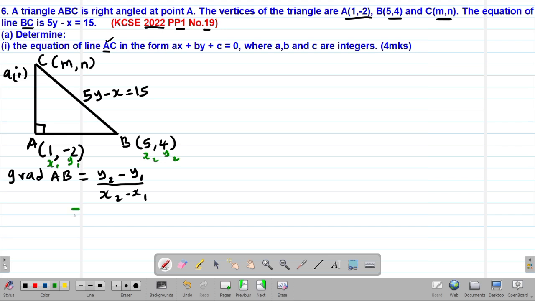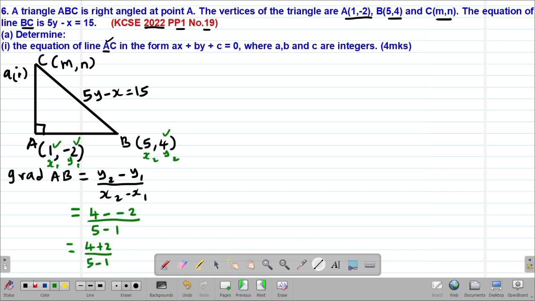So if I substitute, the gradient of AB will be given by 4, which is y2, minus y1, which is -2, divided by my x2, which is positive 5, minus my x1, which is positive 1. Remember, here we are having minus because we are having 4, which is y2, minus my y1, which is -2. So this will give me 4 plus 2, because minus times minus gives you a plus, divided by 5 minus 1.